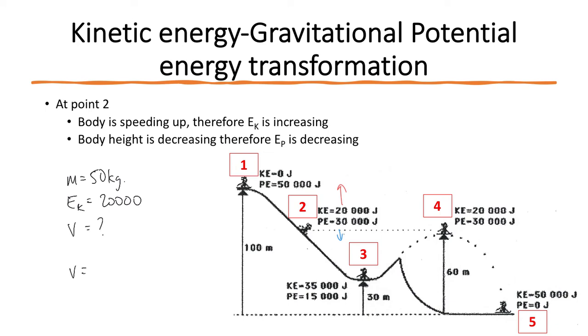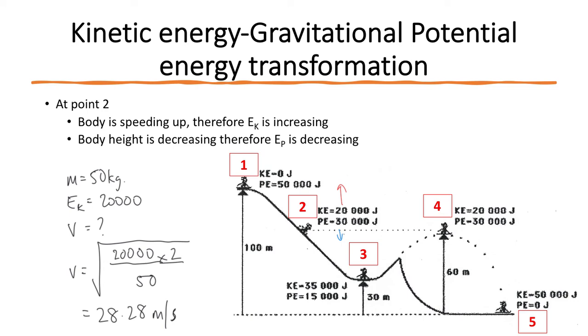Okay, so V is equal to the square root of EK times 2, over M. Right. So you got to do that in your calculator. Make sure that you do it part by part. So 20,000 times 2 equals 40,000. Divided by 50 equals 800. Square root that answer, and you get 28.28 meters per second. That's how fast he's going there, right?